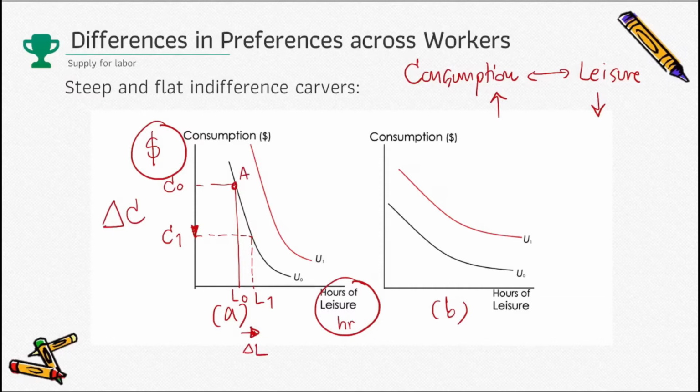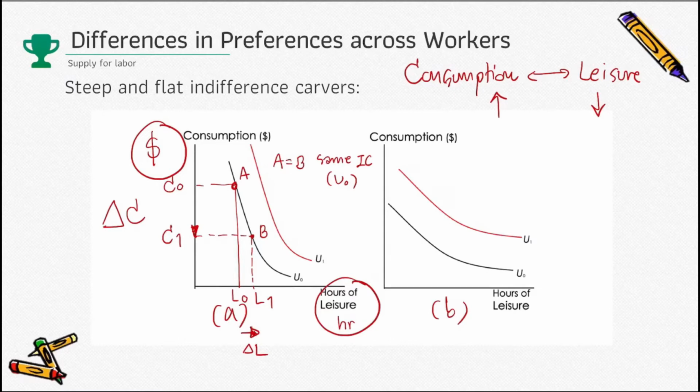Point A and point B have the same utility. Okay, this is very important. A equals B because they are on the same IC, at U0, okay? U0. But you will notice that we can decrease consumption a lot, substituted by a small increase in leisure.